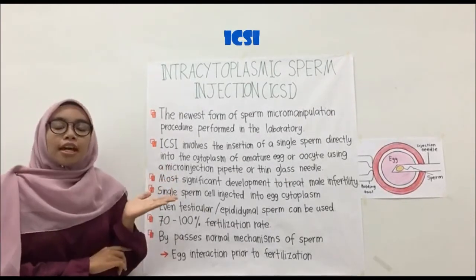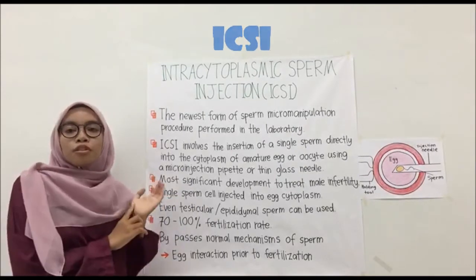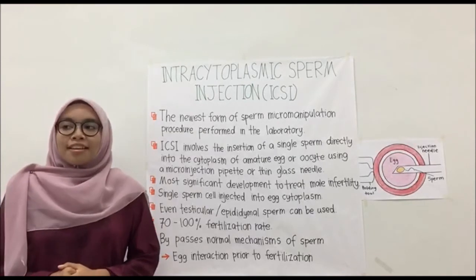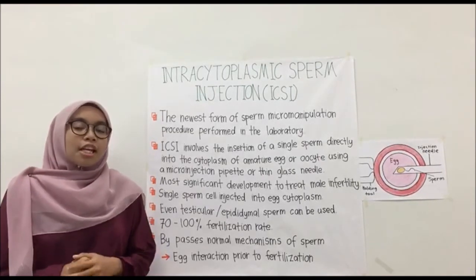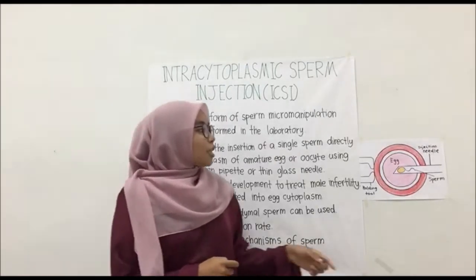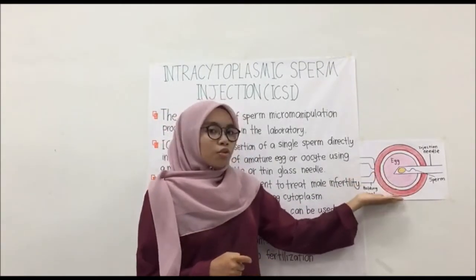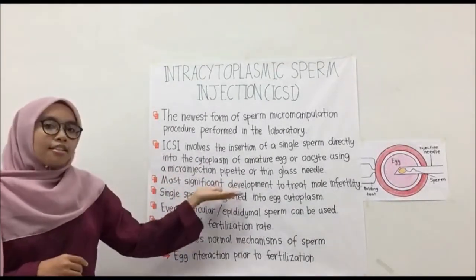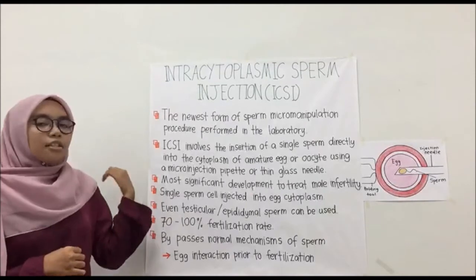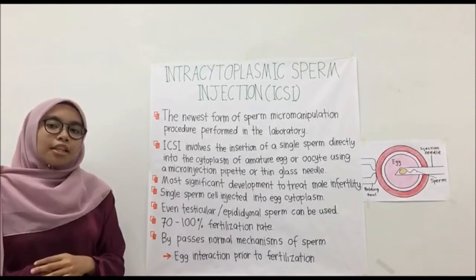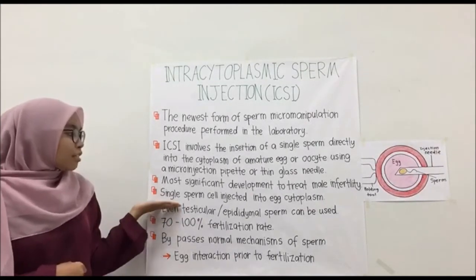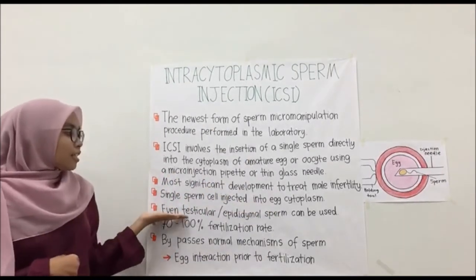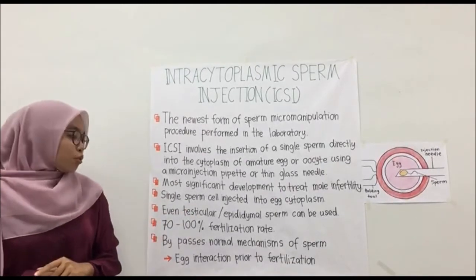Intracytoplasmic sperm injection, known as ICSI. This is the newest form of sperm micromanipulation procedure performed in the laboratory. ICSI involves the injection of the sperm into the cytoplasm of the egg, or the oocyte, by using an injection needle, known as a thin glass needle. This method is the most significant development to treat male infertility. A single sperm is injected into the egg cytoplasm. Even testicular or epididymal sperm can be used.